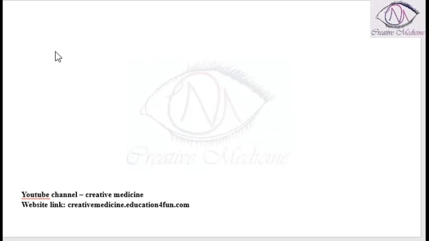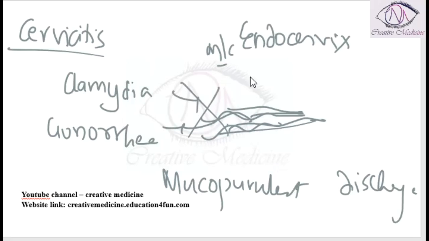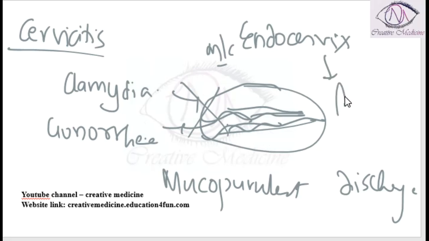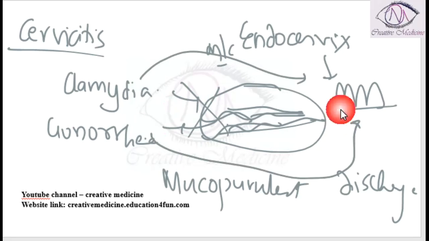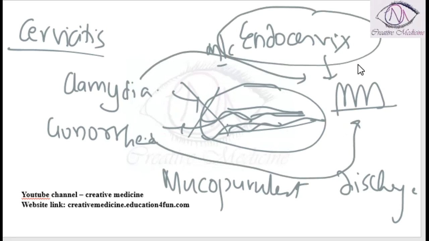Because the squamous epithelium is resistant to chlamydia and gonorrhea, and the vagina is lined by squamous epithelium, vaginitis with chlamydia and gonorrhea is not common, whereas the cervix is lined by simple columnar epithelium. So the endocervix is lined by simple columnar epithelium, and chlamydia or gonorrhea infection in the endocervix is common.